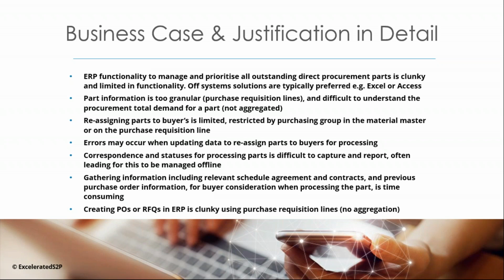For example, the part has a purchasing group, so does the requisition line information as well. So how can that be reassigned en masse, as well as keeping the integrity of the master data intact? Looking into the system, so looking into previous purchase orders, previous schedule agreements, previous contracts to try and get a picture of how a part has been sourced in the past, whether or not there is relevant schedule agreements or contracts which could be extended for this part, is also quite tricky and time consuming to find.